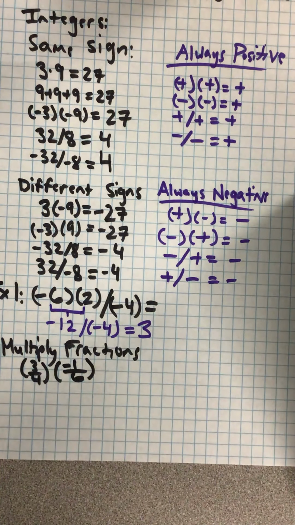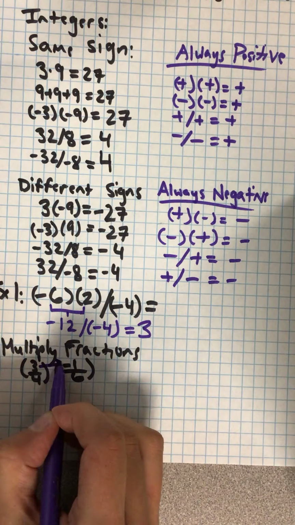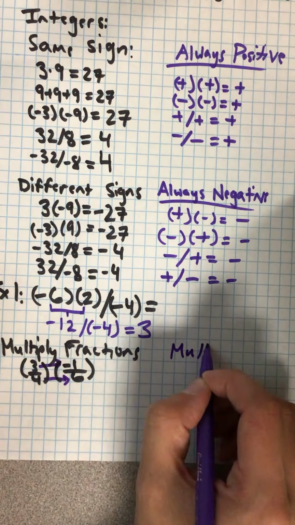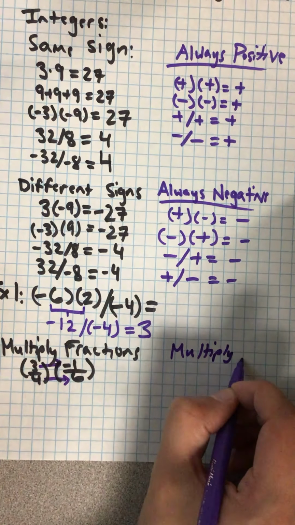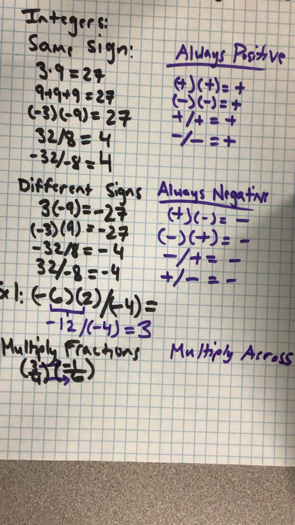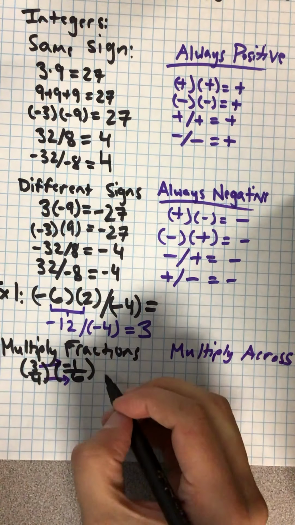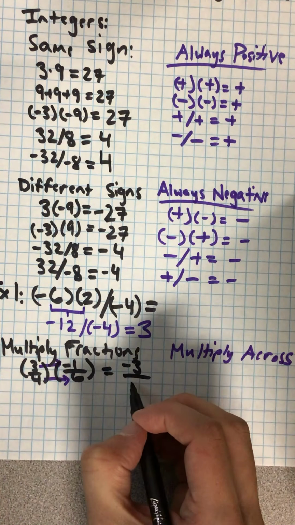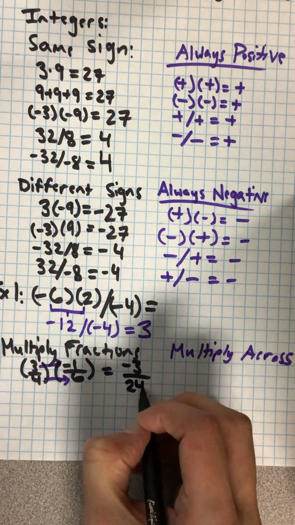So when you multiply fractions, let's give an example of 3 divided by 4 times negative 1 divided by 6. The thing that makes this work so great is when you multiply fractions, you literally just multiply across. So you multiply the 3 times the negative 1 and the 4 times 6. So our rule for fractions is multiply across. Three times negative 1 gives us negative 3, and 4 times 6 gives us 24.